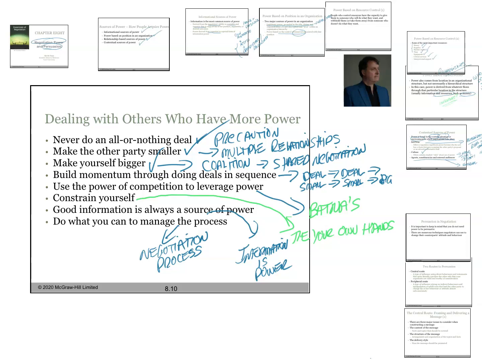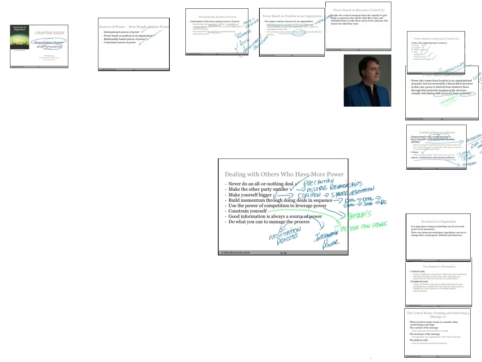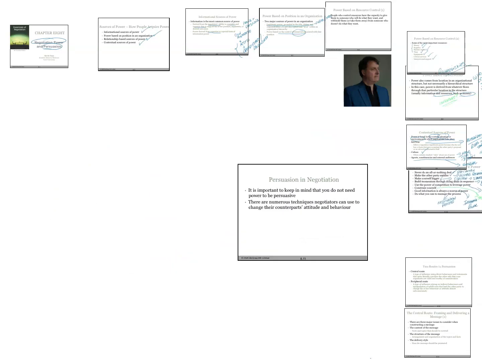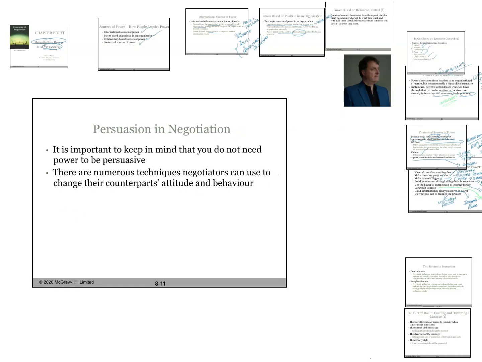It's rare for an opponent with more power to dictate everything in a negotiation and just walk away, because in the end they know it might result with you reneging on the deal or something going wrong.